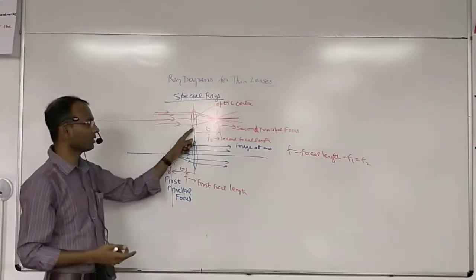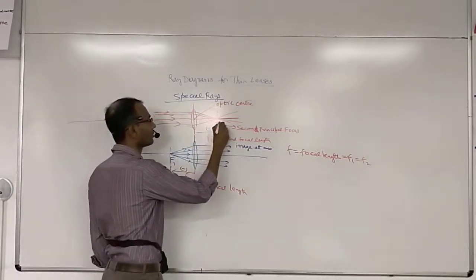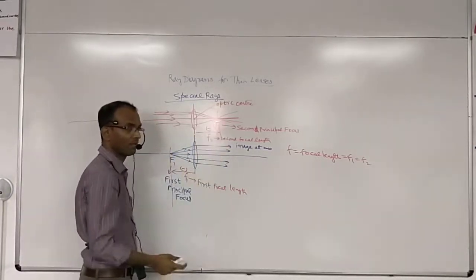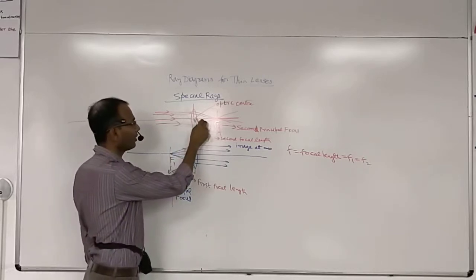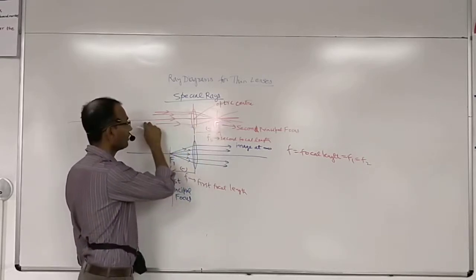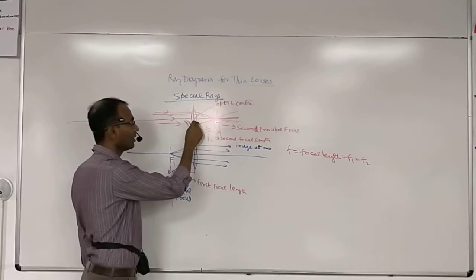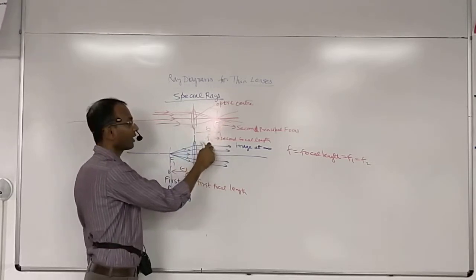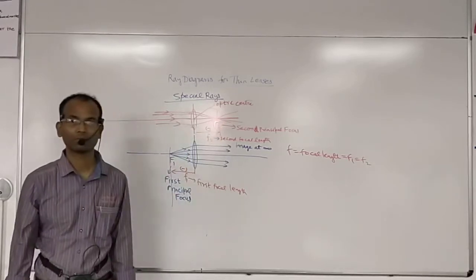So if I want to measure the second focal length, this distance, I will keep the zero of the tape here and pull it like this. The direction of the incident ray is this. I am pulling the tape like this. So will this second focal length be positive or negative? Positive.